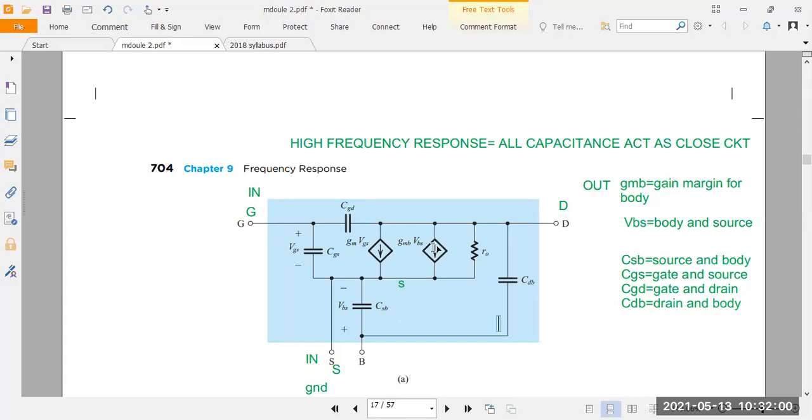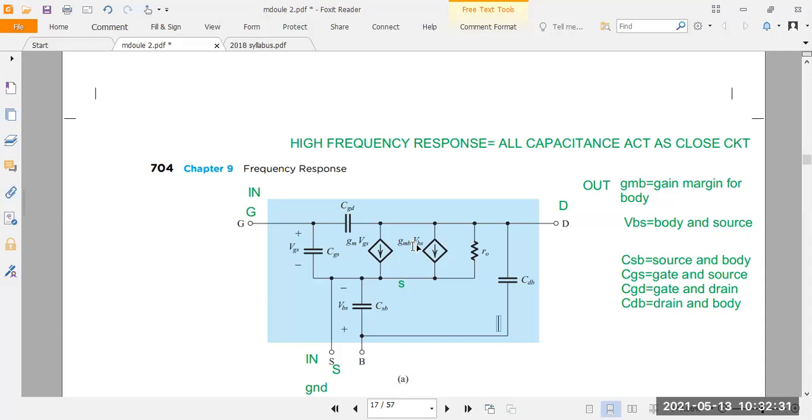So which current is this one here? This one is the drain current, and this one is the bulk current. For the bulk current, what is the equation? gmb into VBS. Understood? So gmb is the transconductance for the body connection, and VBS is the body to source voltage.